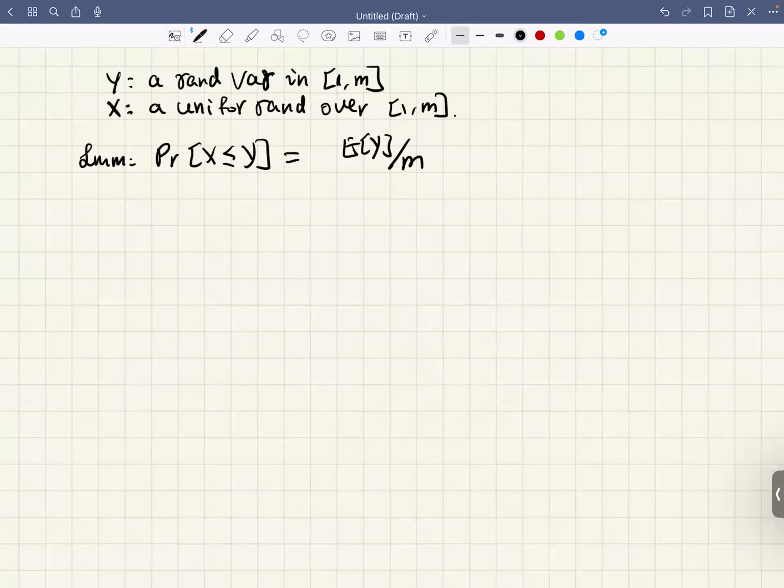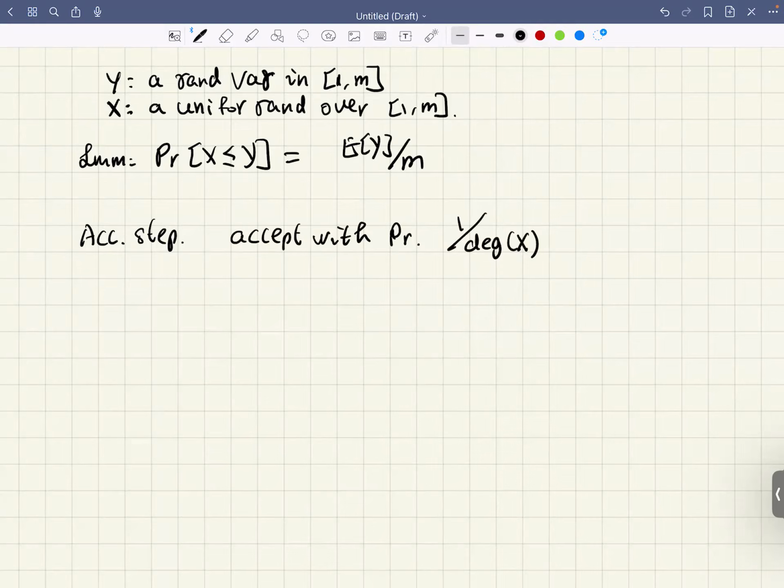So I'm going to reproduce the acceptance step here. Accept with probability 1 over degree of this element x. So this element x at this point has become a concrete element. So this is the goal. Now I want you to put together this tool and this goal.